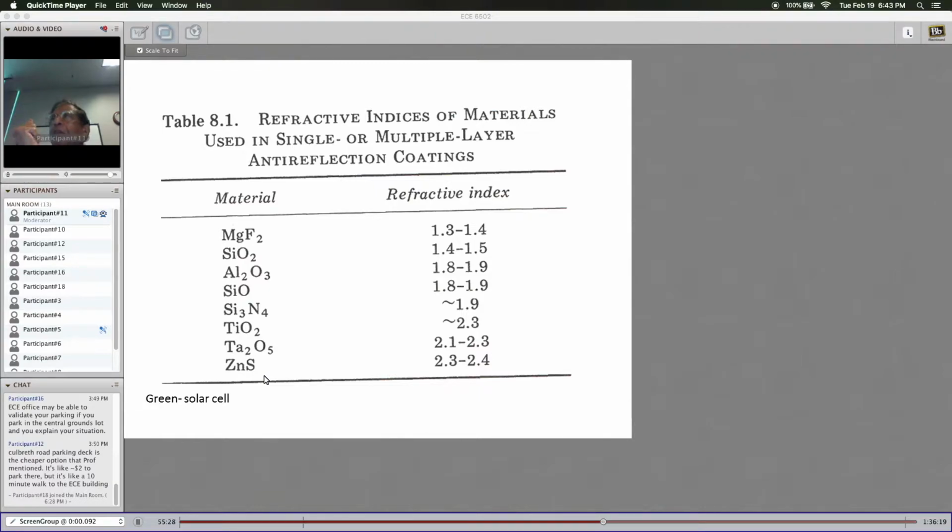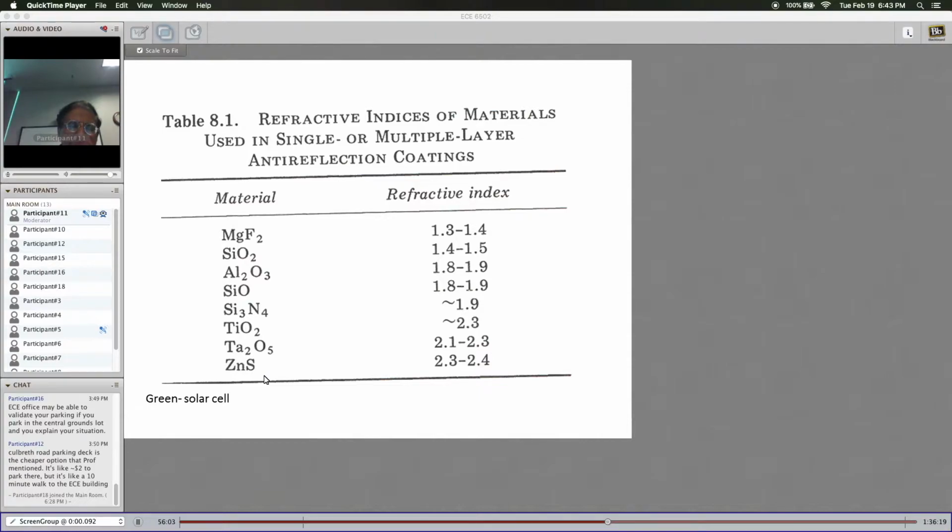If you want a very low refractive index material, magnesium fluoride is a good choice. Okay. If you want an index of about 1.4 or 1.5, then silicon dioxide is a good choice. If you want 1.8 or 1.9, aluminum oxide is another option. If you want about 2 or 1.9, you have silicon nitride and TiO2. If you want higher, tantalum oxide.